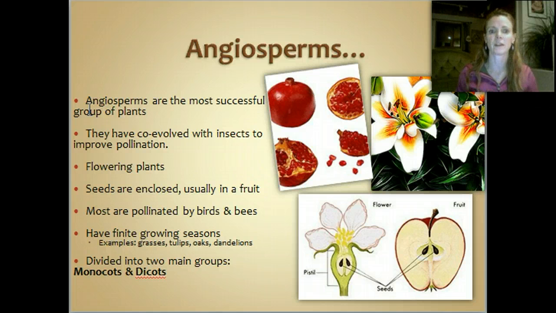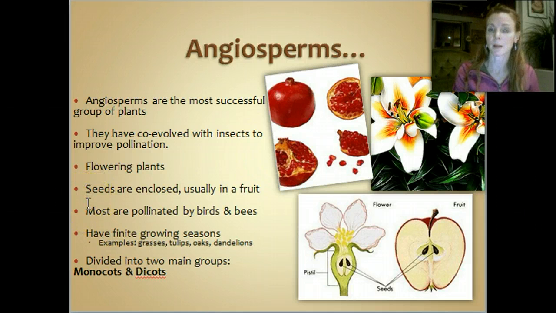Okay, they have co-evolved with insects to improve pollination, which is really cool. So because of the insects and because of their existence together, they definitely have kind of had this coevolution over time where they work together. And so the plant is easy access for the bee or the insect, and obviously then it makes it easier for the insect to pollinate those different flowering plants. Okay, they do have flowers, obviously. Seeds are enclosed. They're usually in a fruit. Okay, so typically when we're talking about angiosperms, they're enclosed within the lovely things that we eat, fruit.